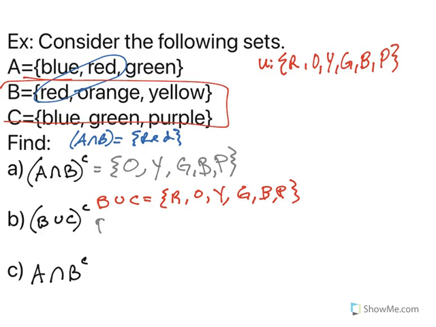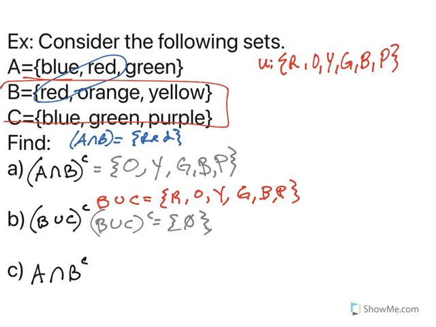Now, the complement of that is everything else. So B or C complement is everything in the universal set that is not in the B or C. Well, you'll notice that B or C is the universal set. Therefore, the complement is the empty set. There is nothing there. There is no complement to this, right? It's just empty. And that's it. It's the empty set, which happens.